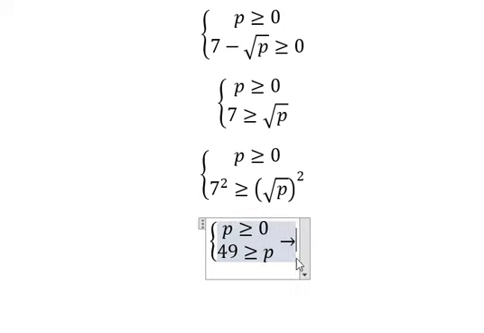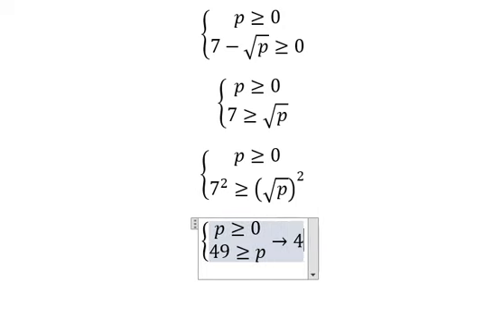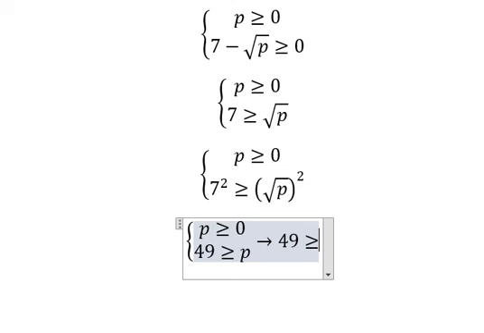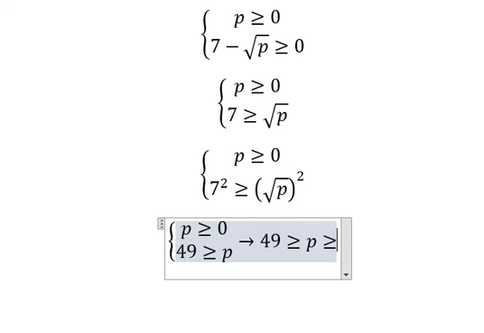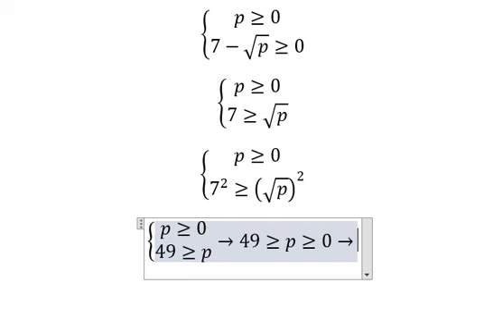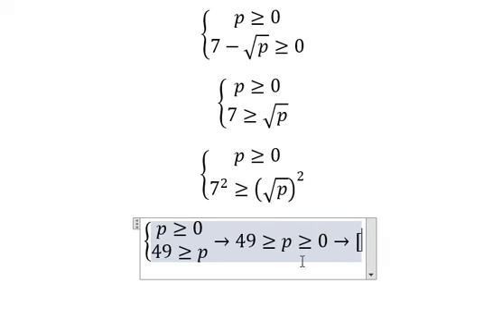So if we combine together, we have this. As for the interval notation, that should be like this.